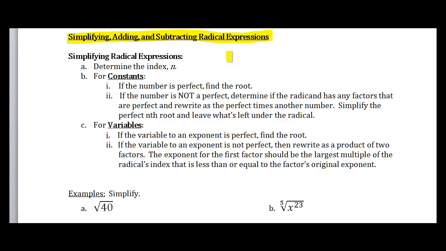All right. First thing I do when I simplify is I determine the index. The index is going to be very important because it's going to tell you whether you're going to be looking for perfect squares, perfect cubes, perfect fourths, so on and so forth.